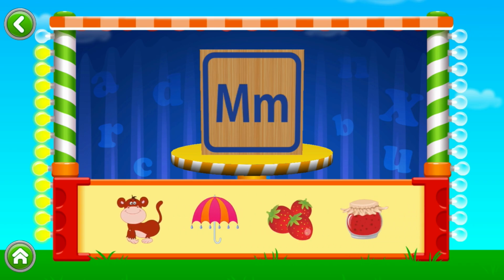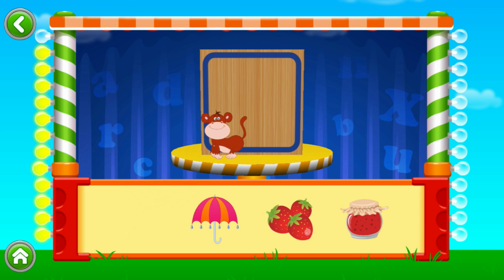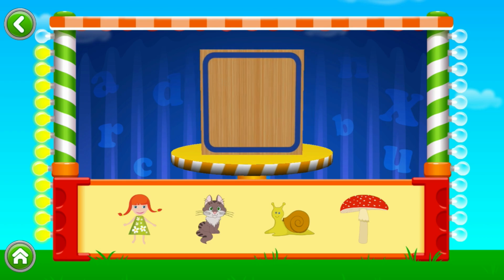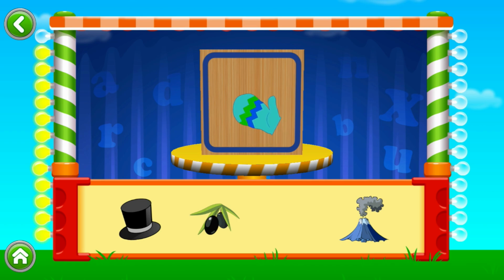M. Monkey. Go ahead and turn the letter cube. Mushroom. Now, let's do the next side. Mitten.